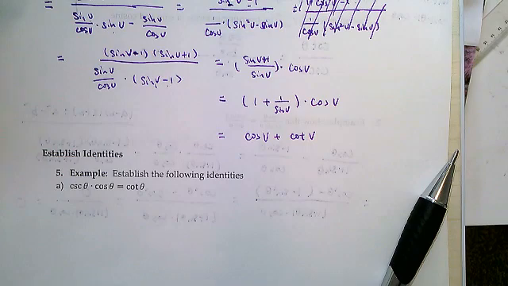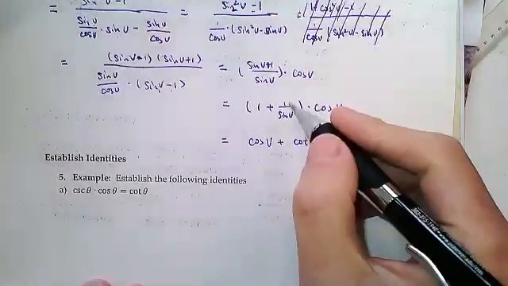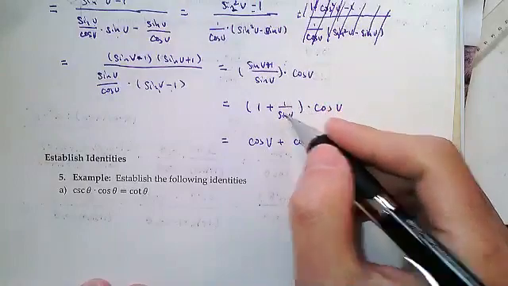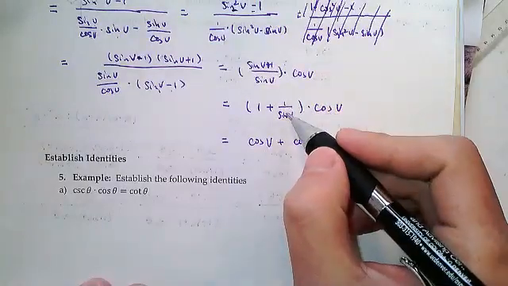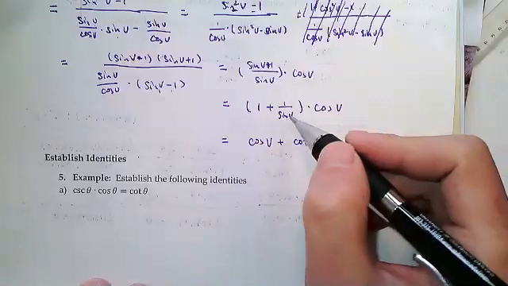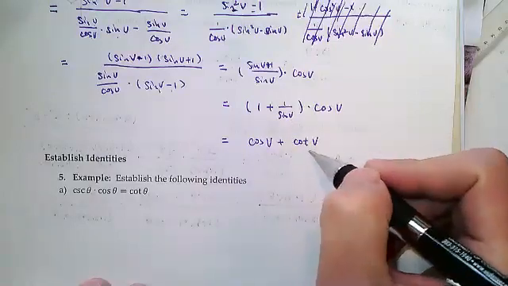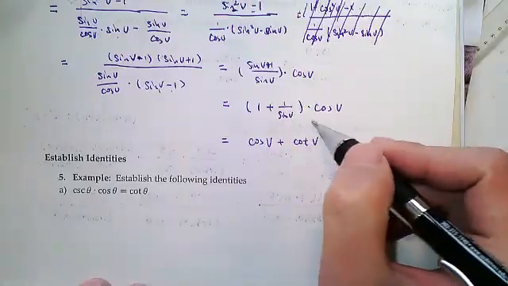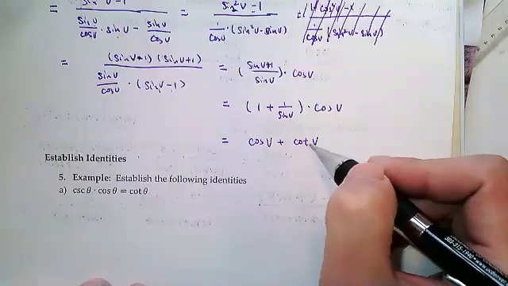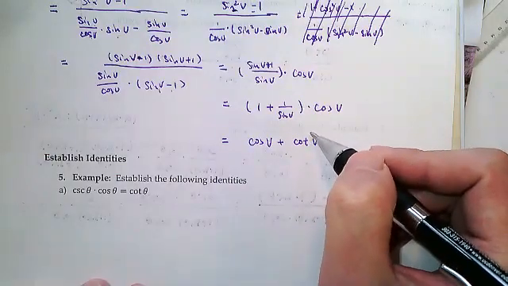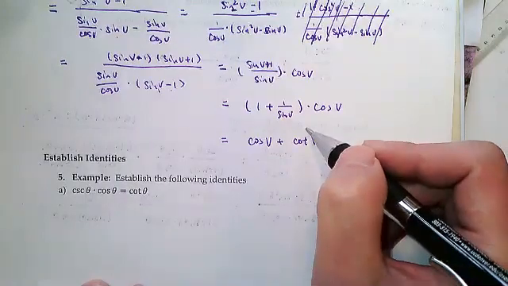Where did the cotangent come from again? Okay, great question. So look at it, we have 1 over sine v here, and cosine v times 1 over sine v is cosine v over sine v. Cosine v over sine v is the definition of cotangent. Okay, thank you. Thank you for asking. Anyone has any more questions?